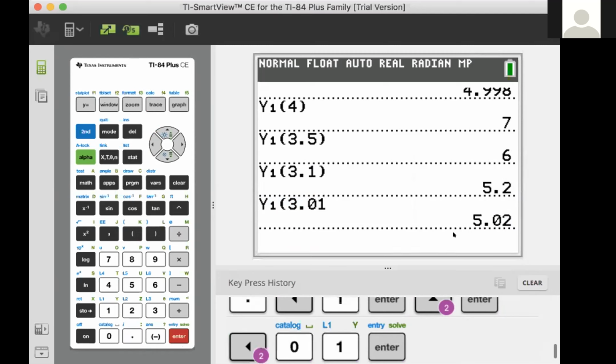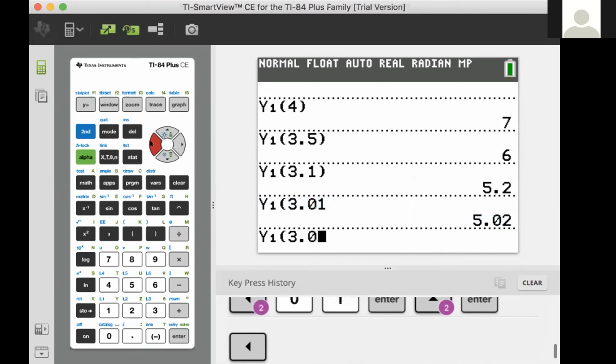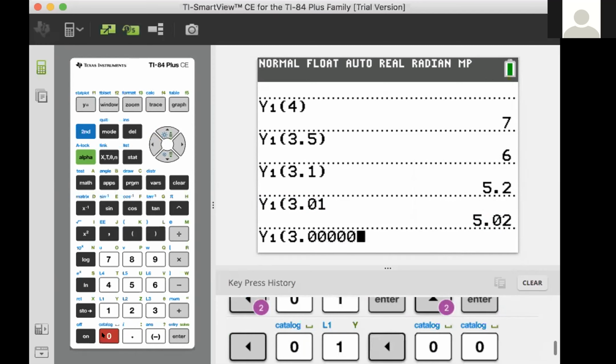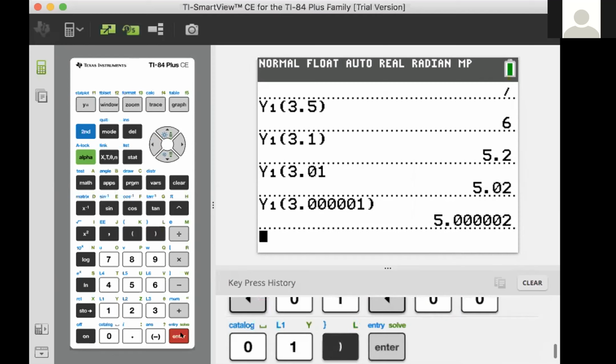So as you see, as I'm getting closer and closer and closer to 3, as x approaches 3, I'm approaching the y value of 5. Let's put a whole bunch of zeros and see what happens. I'm approaching the y value of 5. So that is what we see numerically, right? We're using a table. We're trying to get these answers. Let's go back to our table and just fill in so you get to see how the table looks like.